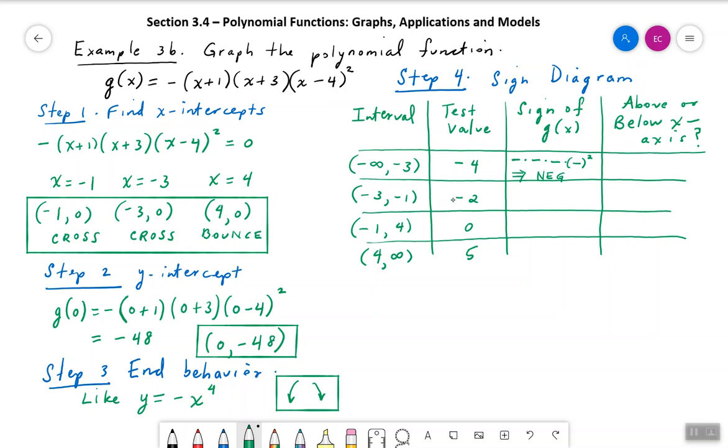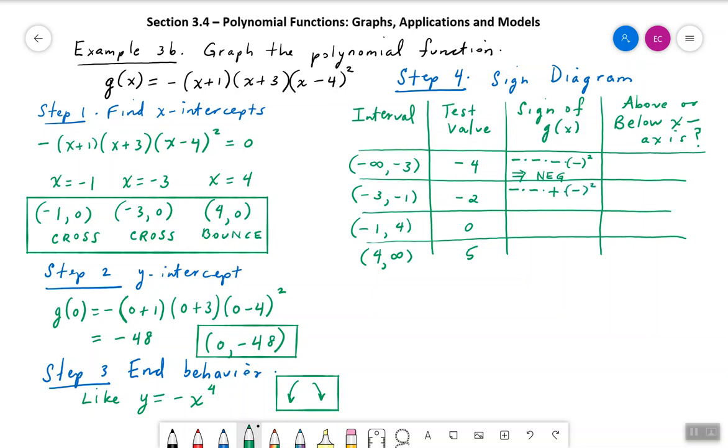Okay, so for negative 2, we'll go just the same way. We'll start with the negative out in front, and then we'll do negative 2 plus 1 is a negative number. And then we'll do negative 2 plus 3 is a positive number. And then we'll do negative 2 minus 4 as a negative, getting squared.